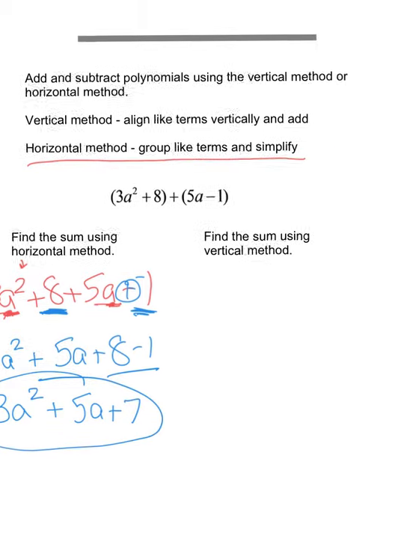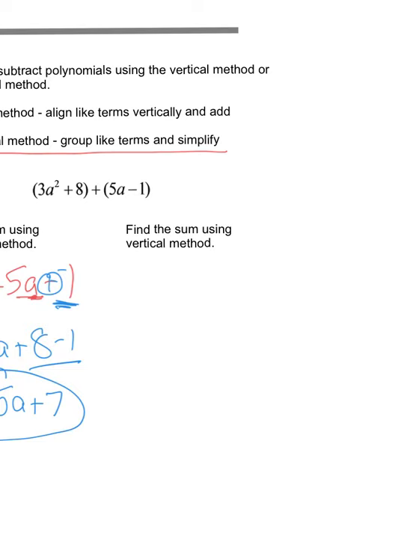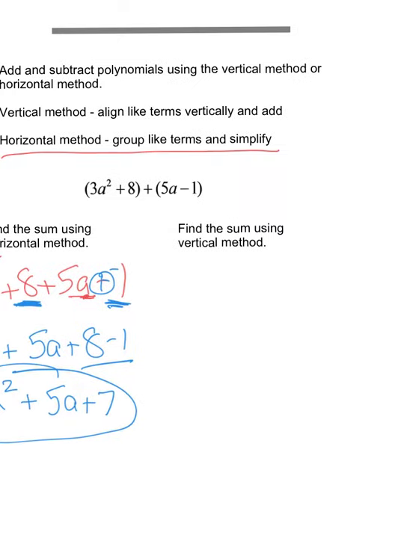Now looking at it vertically. Vertically means up and down. All right, so I'm going to write my first term, 3a squared plus, I do not have an a to the first power, so I'm going to leave a blank there, plus 8. Underneath it, I'm going to write my second term. I do not have anything with an a squared, but I do have my 5a minus 1, but I'm going to add the opposite here.